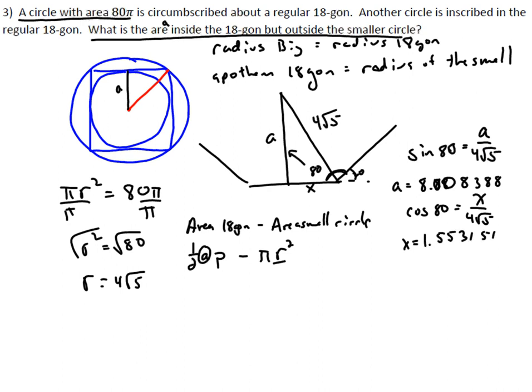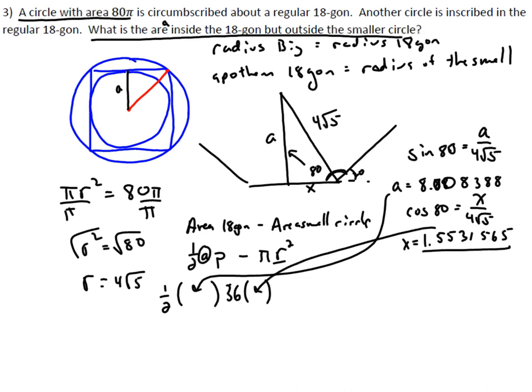1.553165. Now we know everything we need, because you're just going to do one half times the apothem, which is this value, times the perimeter, which is going to be 36 times this. So I'm going to put in the 36 times the x, and then minus pi times my 8.808 squared. Now I just type all of this into the calculator. You can pause the video if you want to type it in yourself.